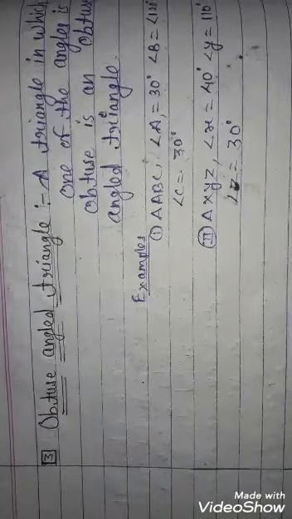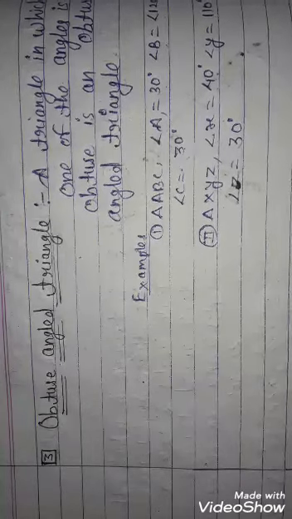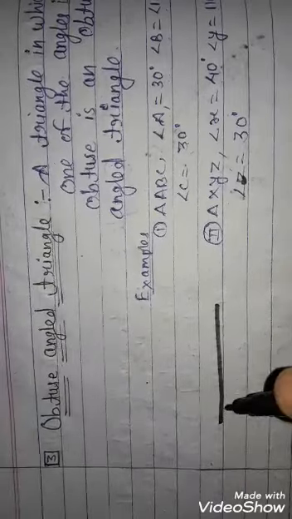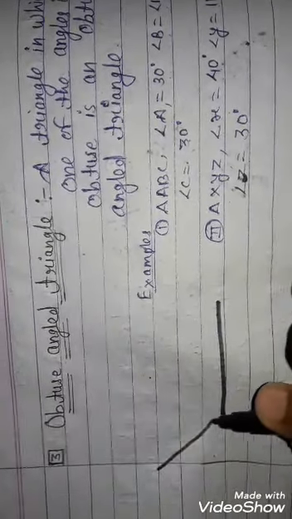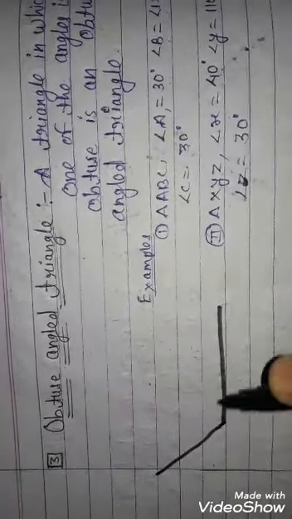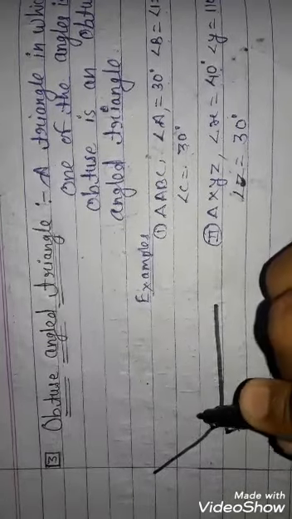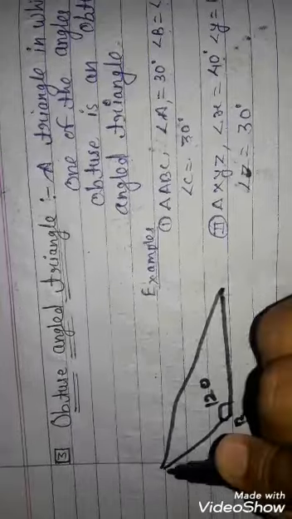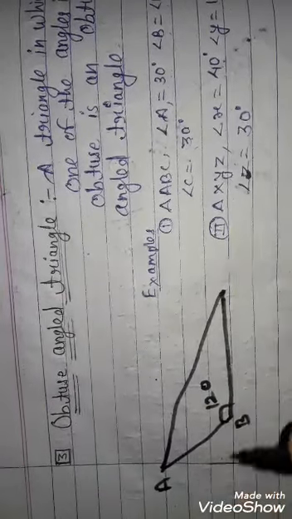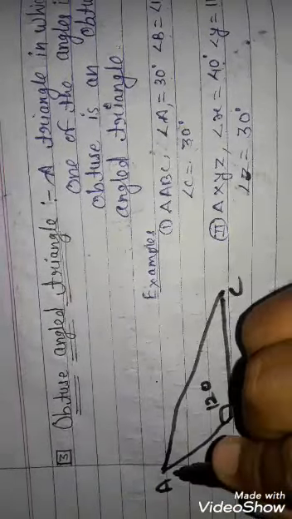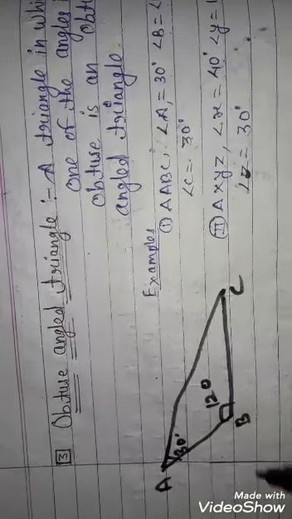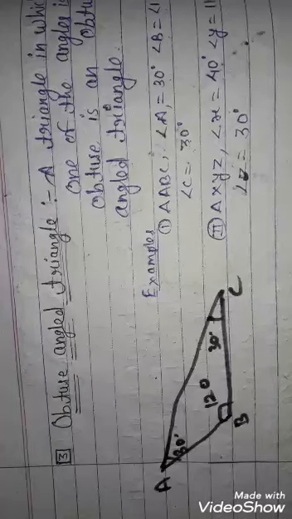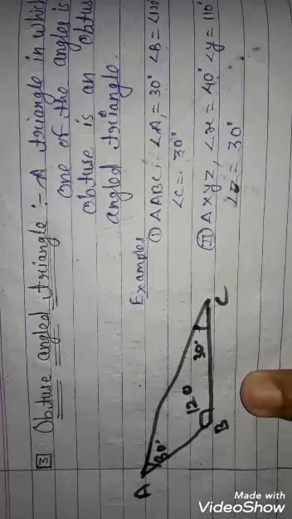Now let's see the diagram. Angle B is 120 degrees, then angles A, B and C. Angle A is 30 degrees and this one is also 30 degrees. This is an obtuse angled triangle.